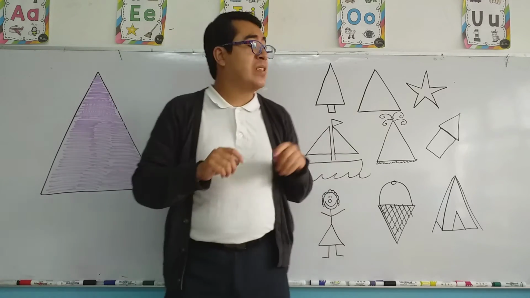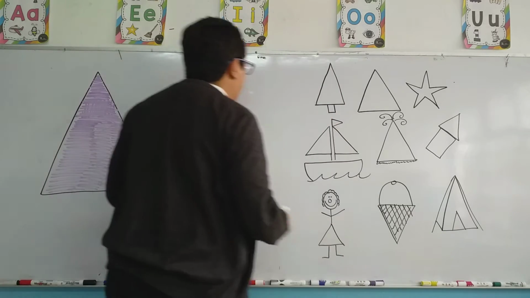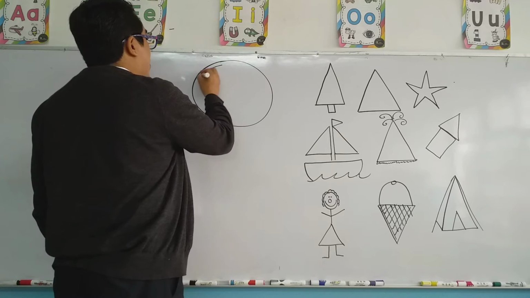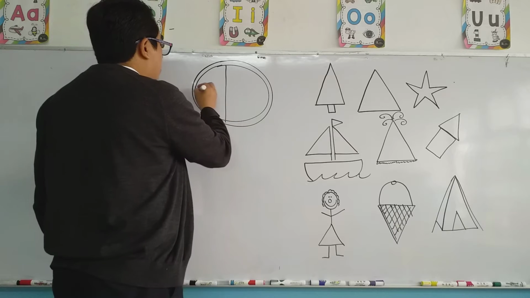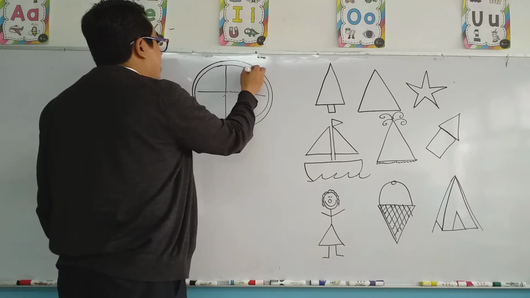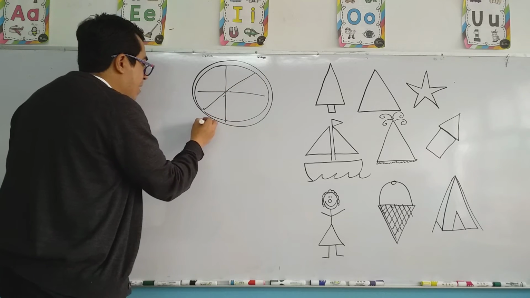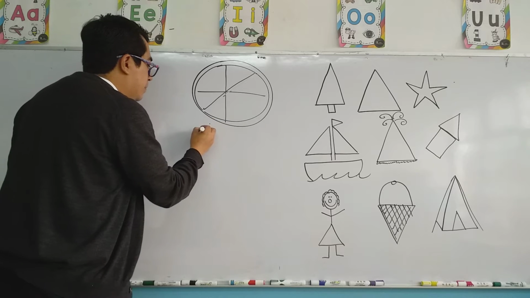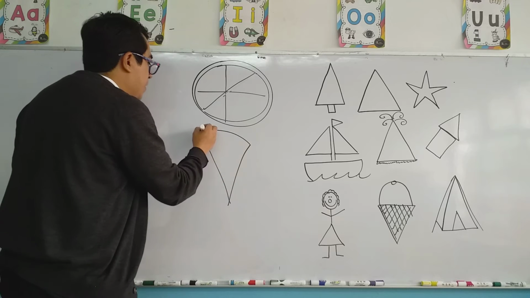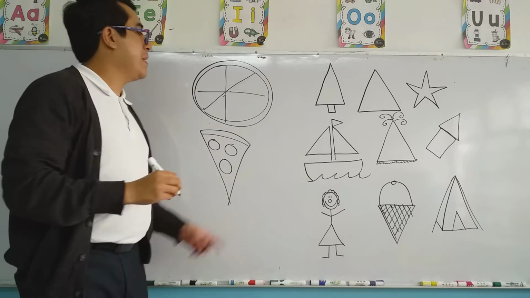I know one that is not in here, and that is a slice of pizza. Remember that pizzas have a circular form, but a slice of it, una rebanada, is like a triangle. You see? A slice of pizza is like a triangle.